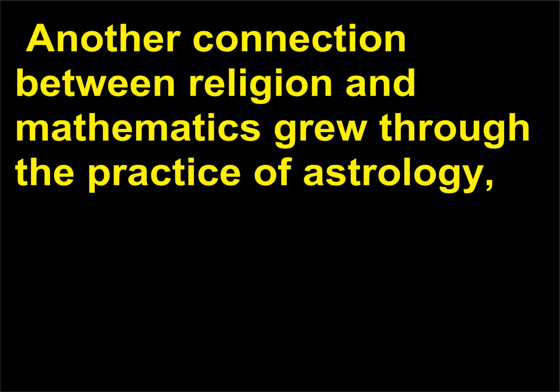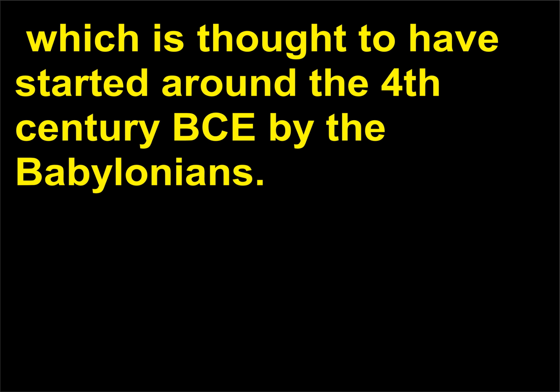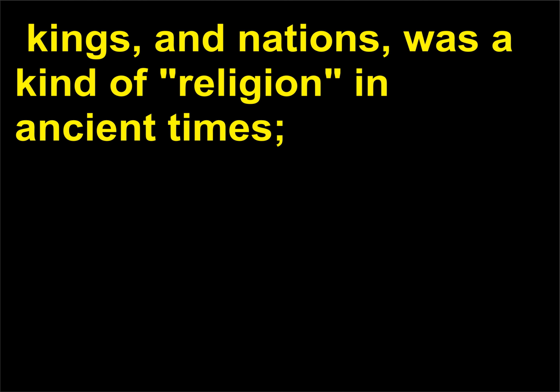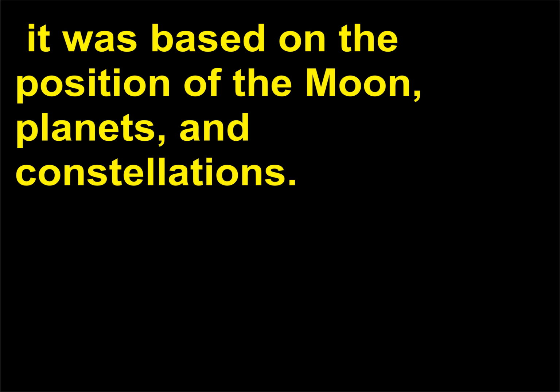Another connection between religion and mathematics grew through the practice of astrology, which is thought to have started around the 4th century BCE by the Babylonians. Astrology, the belief that celestial bodies control the affairs and fates of individuals, kings, and nations, was a kind of religion in ancient times. It was based on the position of the moon, planets, and constellations.